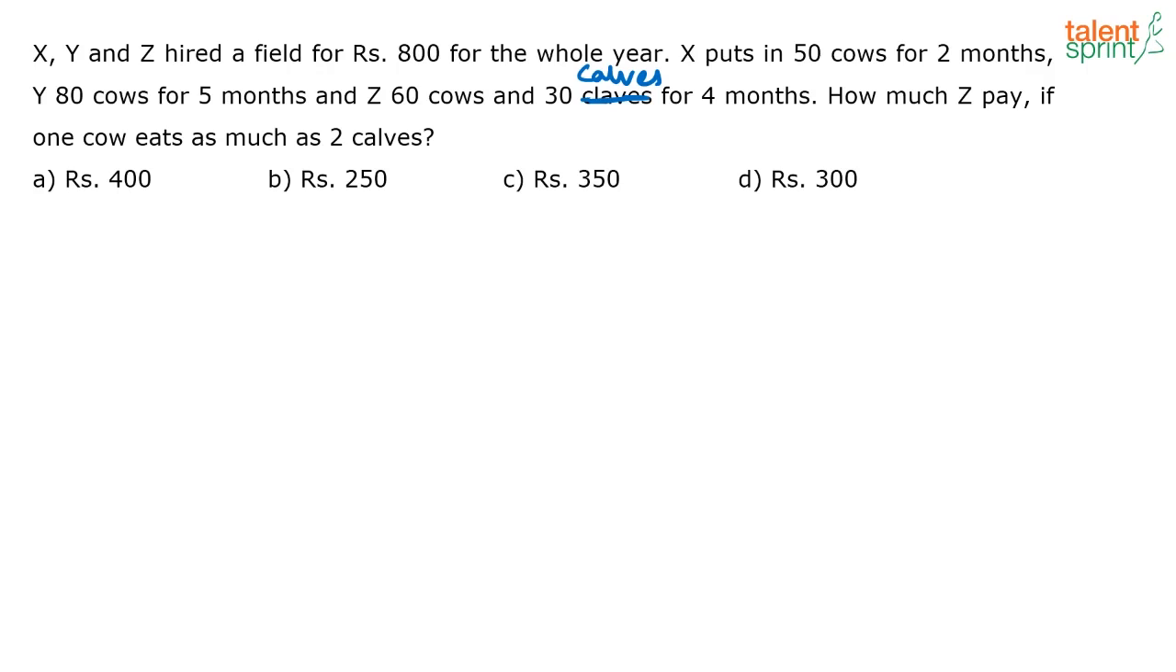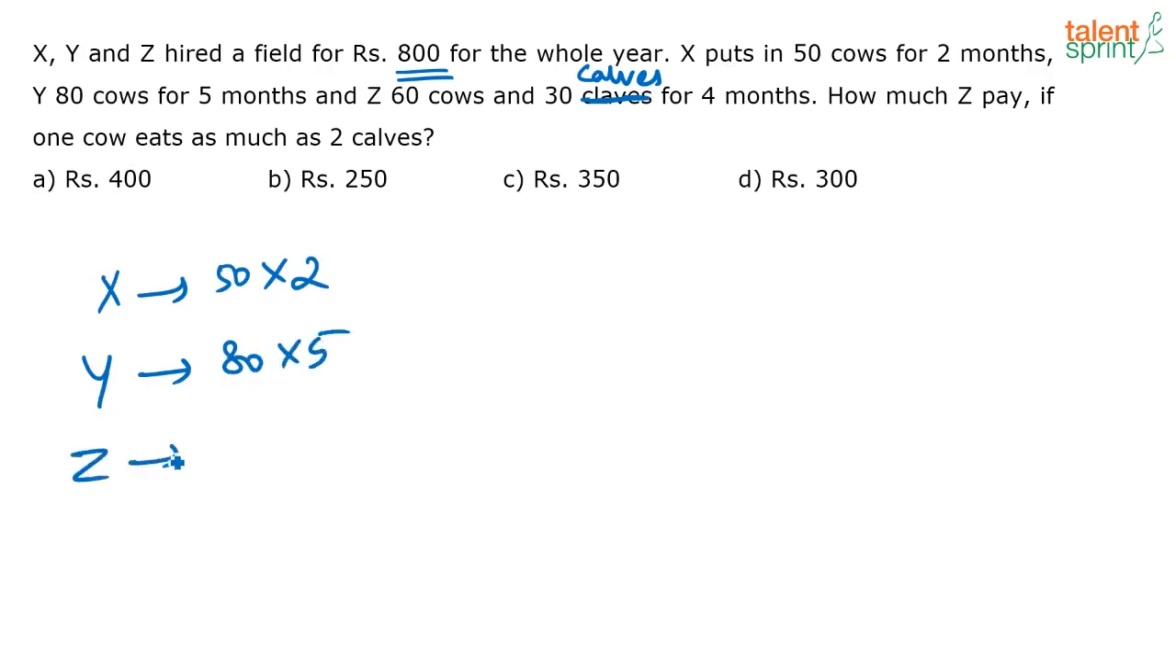So, again very easy question. What is given here? X, Y and Z are hiring a field for 800 rupees for a whole year. Out of this, X is putting 50 cows for 2 months. Now, Y is putting 80 cows for 5 months. Z is putting 60 cows for 4 months plus 30 calves for 4 months.